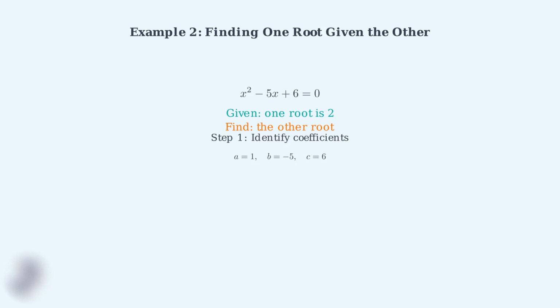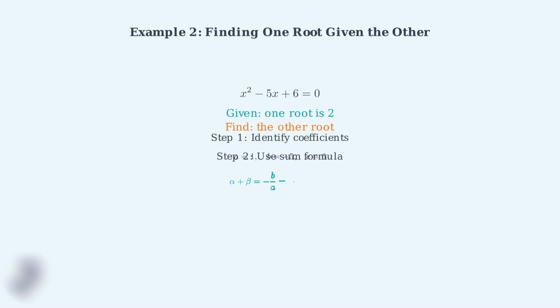For our second example, we have the equation x² - 5x + 6 = 0. We're told that one root is 2, and we need to find the other root. Let's solve this step by step. First, we identify our coefficients: a equals 1, b equals negative 5, and c equals 6.